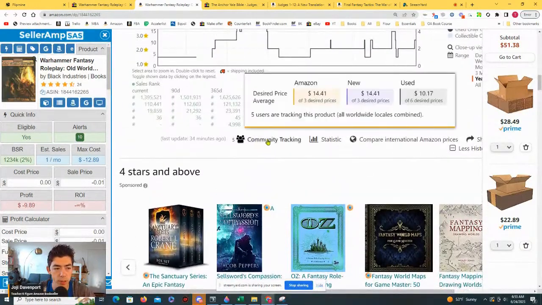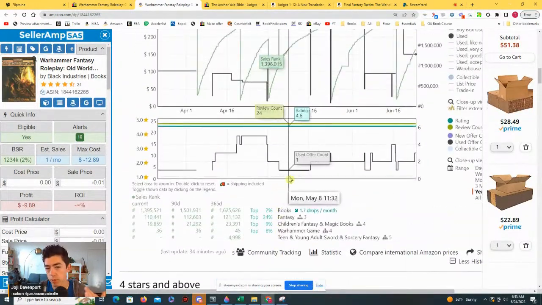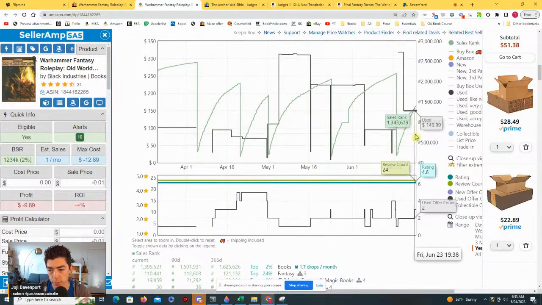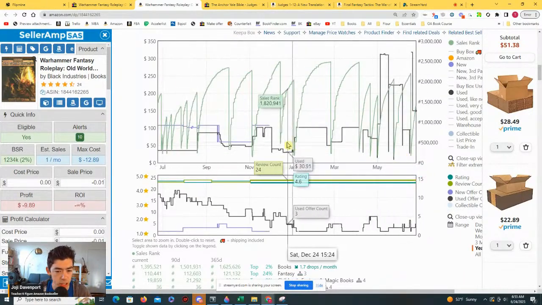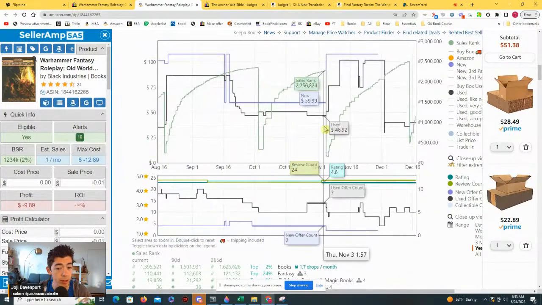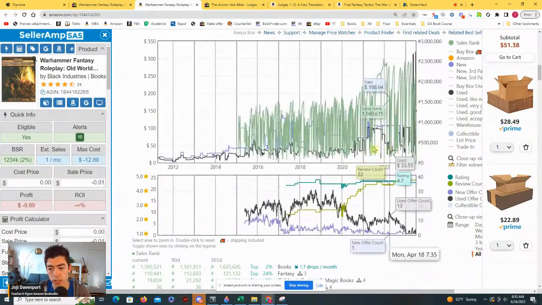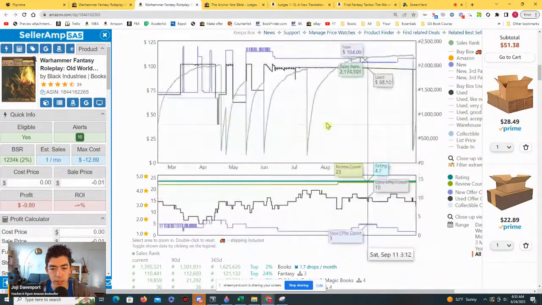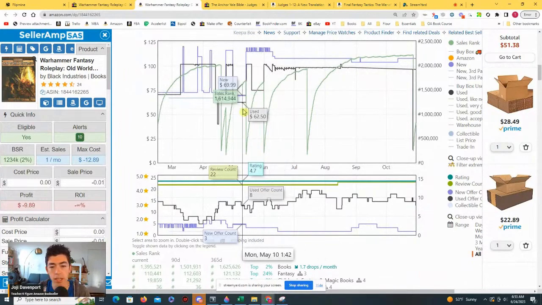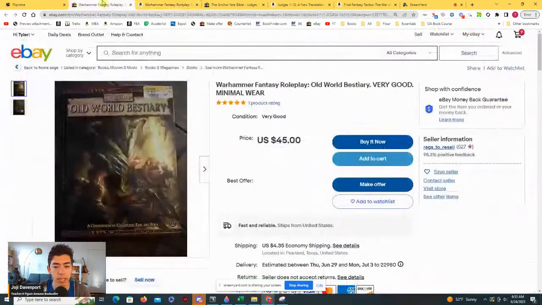So there's 5 people tracking this book. People got notified with the track product feature and picked up a copy because this is, again, probably worth between $30 to $50, but potentially could sell up to 100. If we go back in time, we do see that their sales rank drops as high as 90s, as high as 70. So definitely a book that can have some pretty good value.